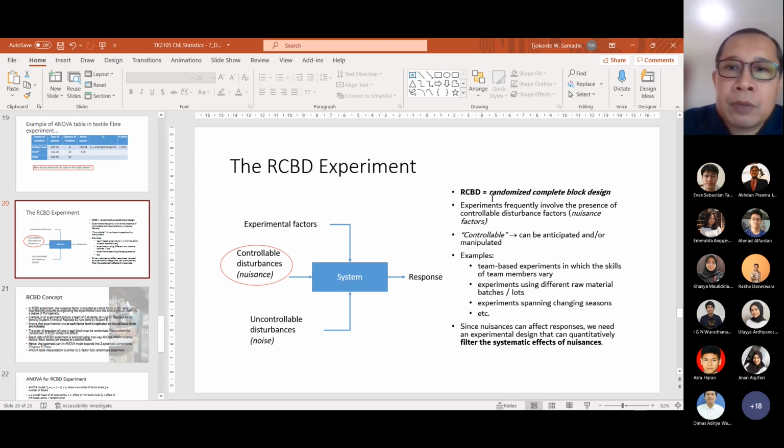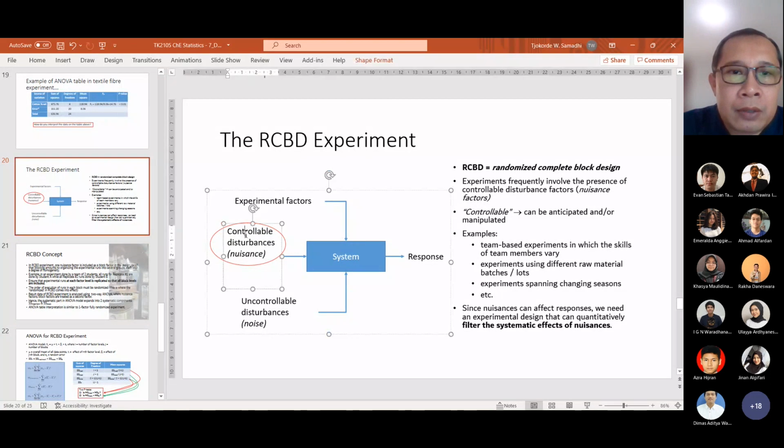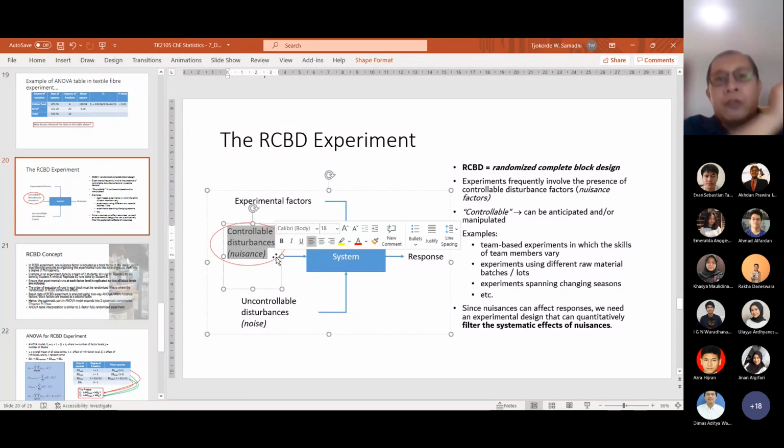RCBD stands for Randomized Complete Block Design, and the motivation behind this experimental design is this one here. Nuisance factors abound in our experiments and in our daily lives. For example, you and your partner. Several years from now, when you do your senior research project, penelitian 1, penelitian 2, you will have to work with partners. Typically, a student works in groups of 2.